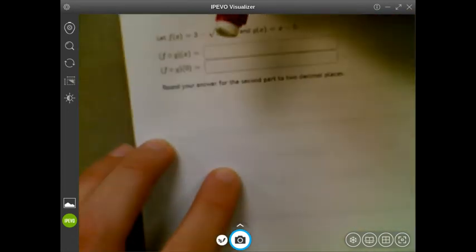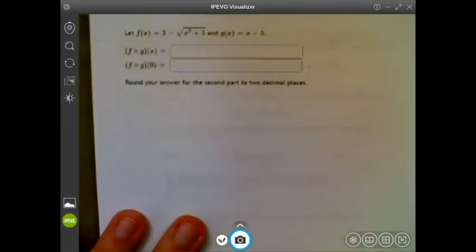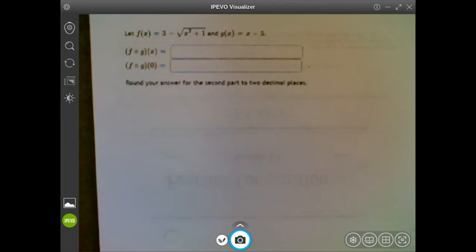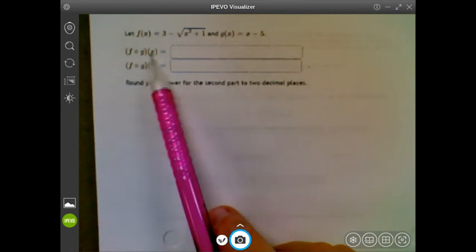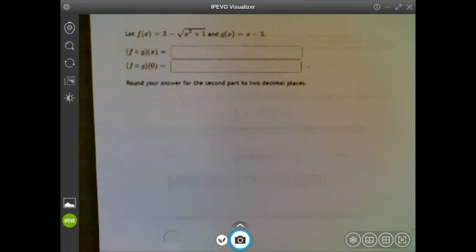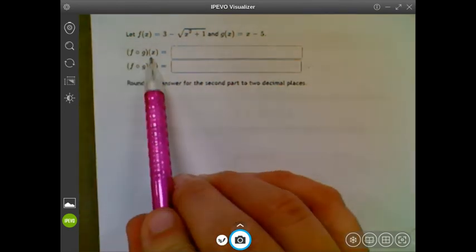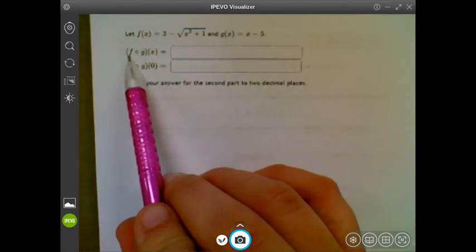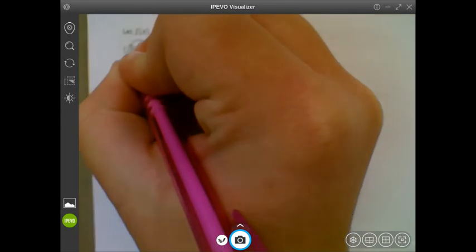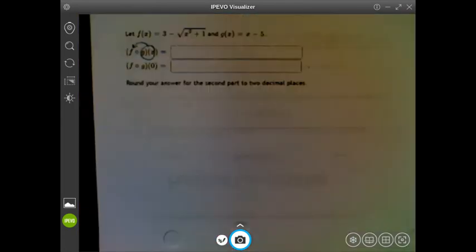Moving on, we're going to do some more compositions, but we have some different kind of equations. The last one that we did, we had a quadratic and a linear. Here we have a square root and a line. But even with the square root, it's still a composition just like we've been doing. You still are just going to plug one function into the other based off of the order that it's written. So in this case, we're doing f of g of x. So g of x is the function that is going to go into f.